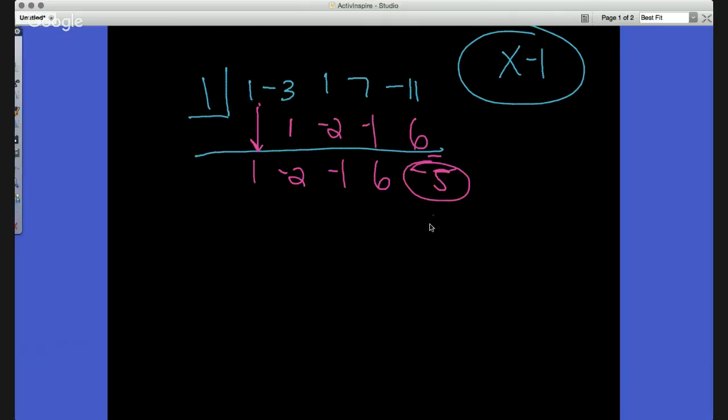So the -5 represents my remainder, right? What does the 6 represent?